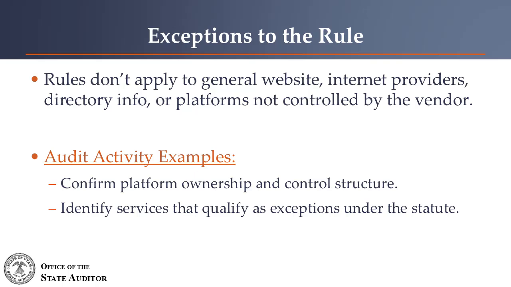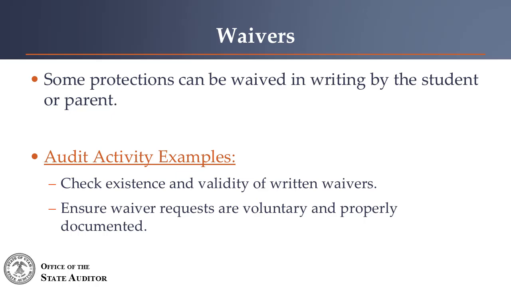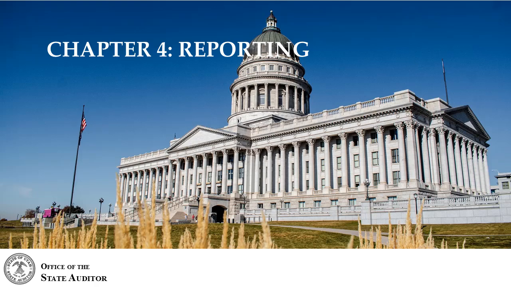General exceptions to these rules exist. These rules do not apply to general websites, internet providers, directory information, or platforms not controlled by the vendor. Some protections can be waived. A third-party contractor or the education entity may obtain written authorization from a student's parent if the student is not an adult, or from the student if the student is an adult, to waive any data privacy provisions of this code section.